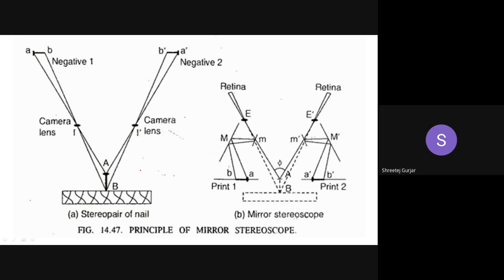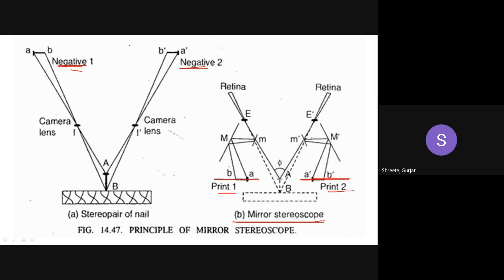Coming to the second image, you see over here a mirror stereoscope. Once you take these photographs, that is 1 and 2, you place those prints over here. So that photograph is placed over here. You can see this is the first photograph or the left photograph, and the right photograph is placed over here. So print 1 and print 2.